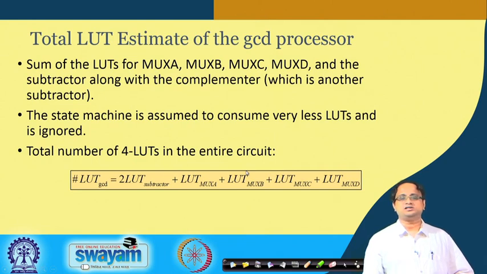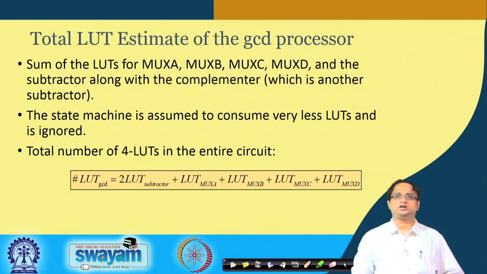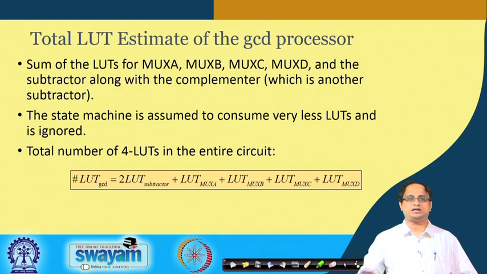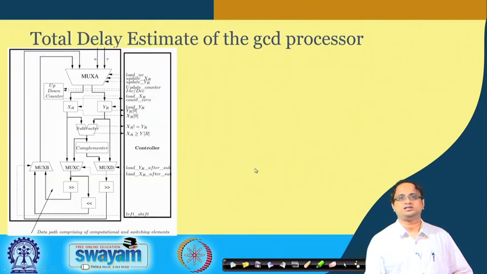Similarly, in this case I have ignored the lookup tables required for the state machine, assuming that they are much fewer compared to the data path components. Likewise, you can also calculate or estimate the total delay.